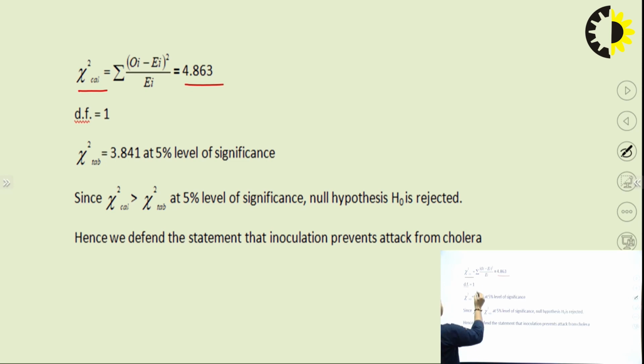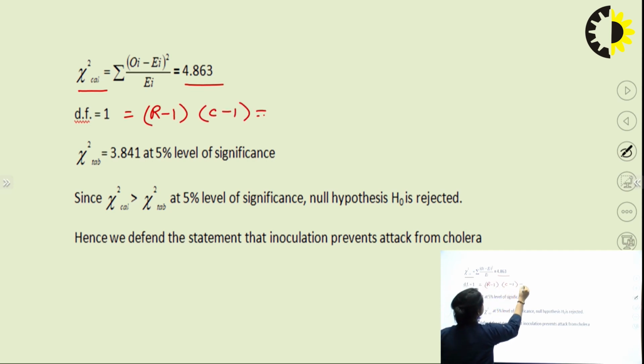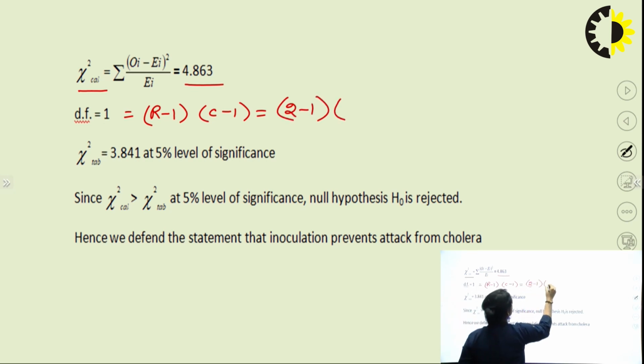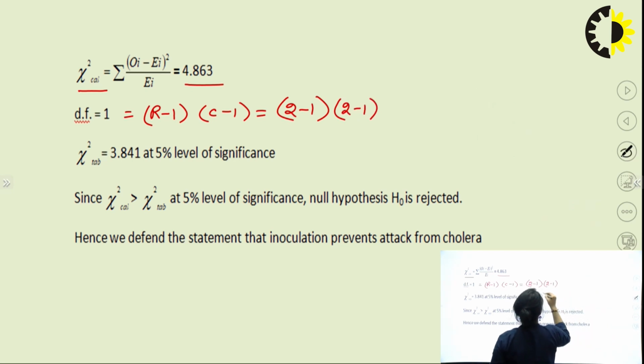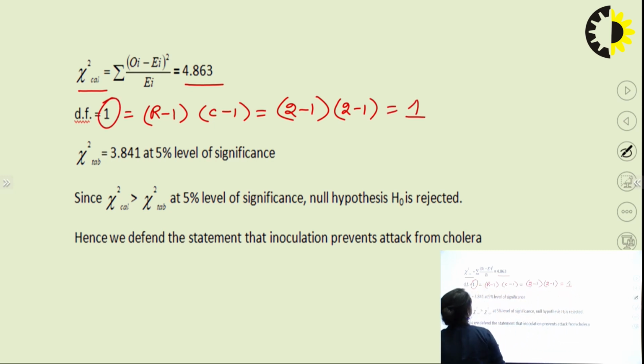Now to calculate the degree of freedom, we will consider rows minus 1 into columns minus 1. Since the number of rows was 2, this is 2 minus 1, and the number of columns is again 2, so this is 2 minus 1. It comes out to be equal to 1. Hence the degree of freedom is 1.